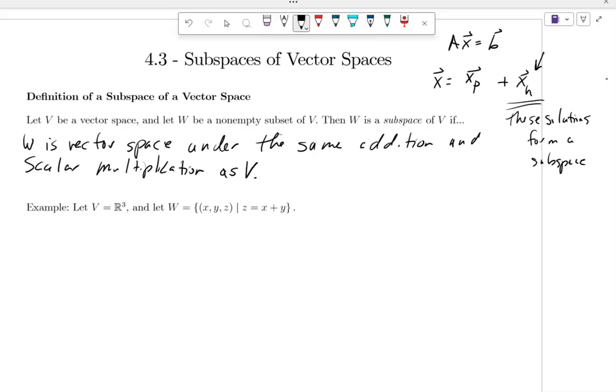So that's exactly what we're going to do in this set. The only thing that this set says is that we're going to restrict our focus here. We're going to take all of the vectors that have the third component being the sum of the first two. That's all we're doing. Now, for those of you who have had Calc 3, if I graph this equation, what kind of a shape do I get?